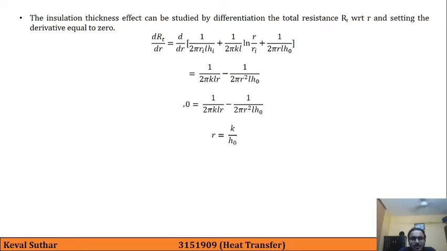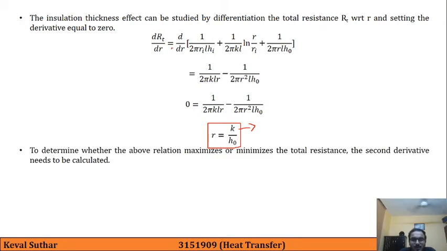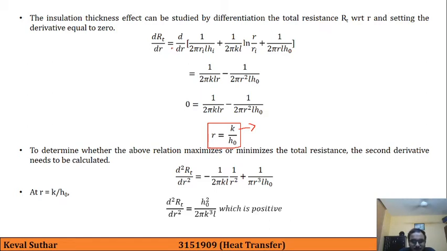By differentiation we obtain that the value of r is equal to k divided by h0. So this is the optimum value. However, still we don't know whether this value will increase or decrease the thermal resistance. To obtain this, we need to differentiate it a second time, and then we need to put the value of r as k divided by h0.